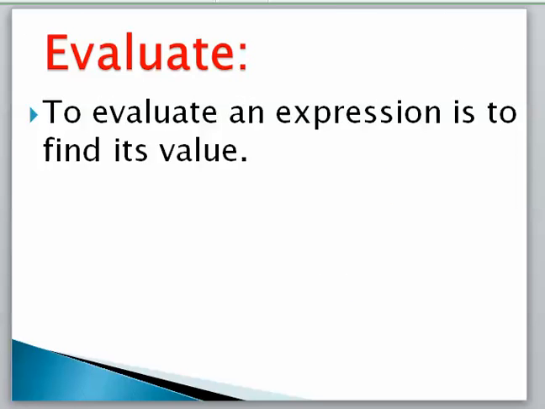The last type of problem that you guys are going to be dealing with today is evaluating expressions. Before I go into this, let's just take a quick break, and we'll come back to this in video 3.